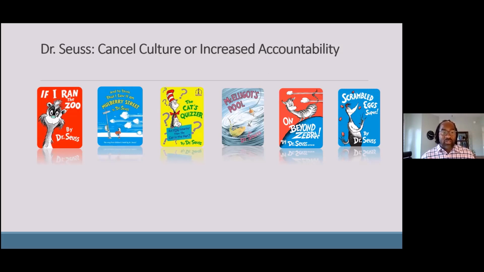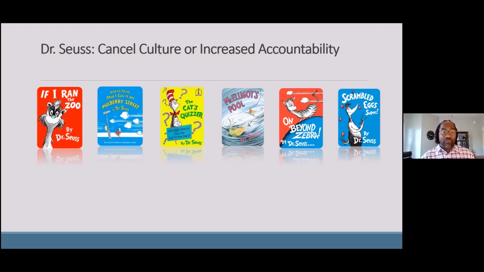And so I thought that could connect to the idea of cancel culture or increased accountability. Very, very controversial, as some of you all may know. And some of these people who speak against banning or for banning don't even know all the books that actually were banned. And I didn't either until I heard her presentation. So there's a lot of misinformation, misconception out there, very similar to 1619 Project and critical race theory. So I just want to lay all these out so we can check them out.